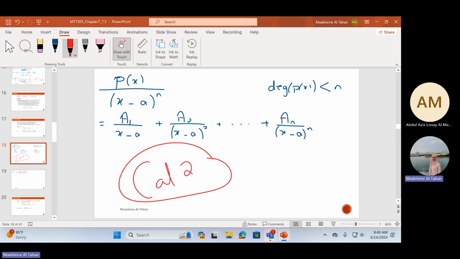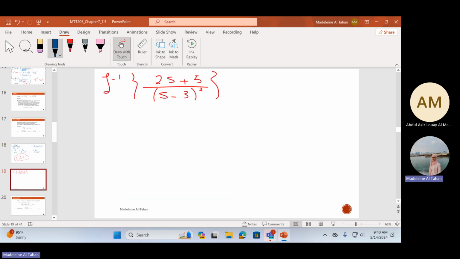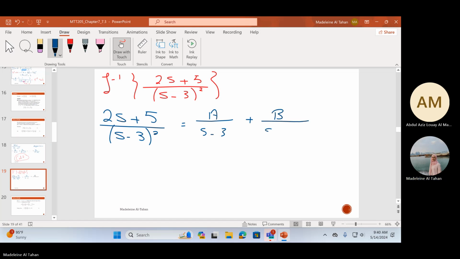Okay. Here what we have is 2s plus 5 over s minus 3 squared. Compare it to the previous one. How will we apply the formula for partial fraction? It's equal to what? A over s minus 3, plus B over s minus 3 squared.